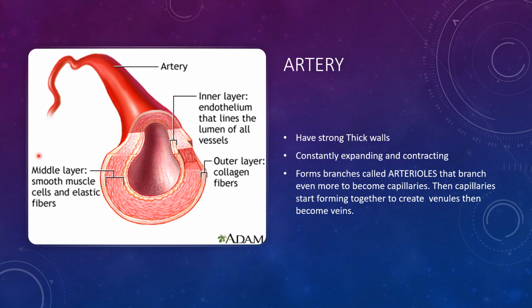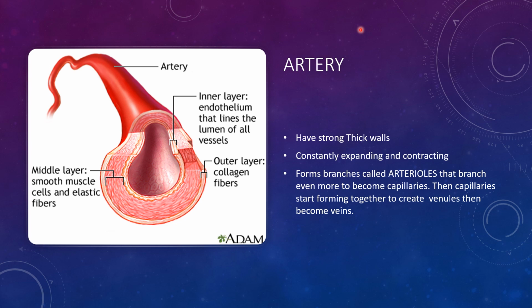The second layer is your tunica media or middle layer. It consists of smooth muscle cells and elastic fibers. The third one is your outer layer, which is composed of your collagen fibers. So your arteries usually have strong thick walls. These thick walls help withstand the pressure of the pumping heart.